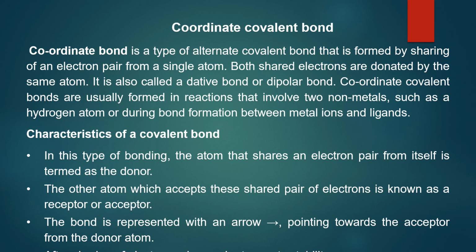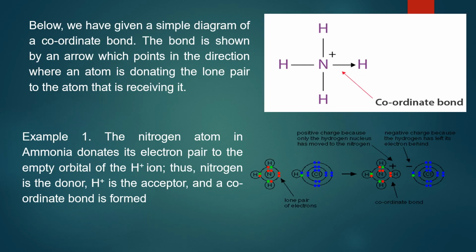This bond can be represented with a single-headed arrow. It should be pointed towards the acceptor from the donor atom. All coordinate covalent bonds can be represented by a single-headed arrow. Below we have given a simple diagram of the coordinate bond. The bond is shown by an arrow which points in the direction where an atom is donating the lone pair to the atom that is receiving it.